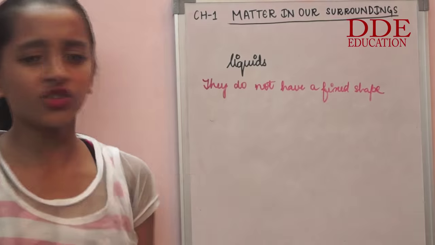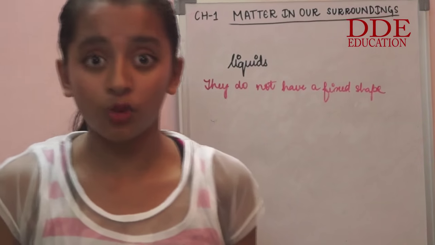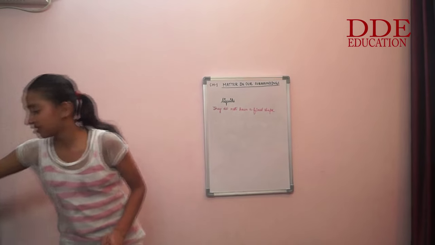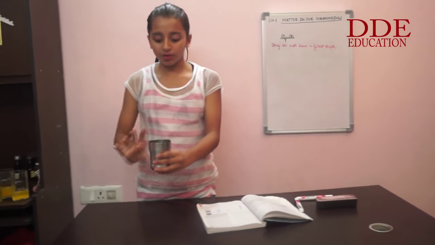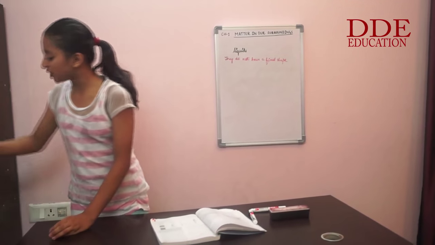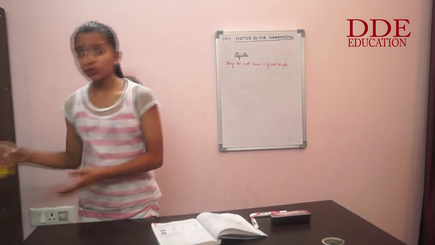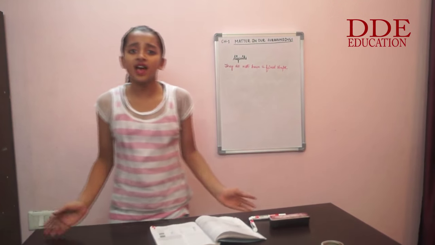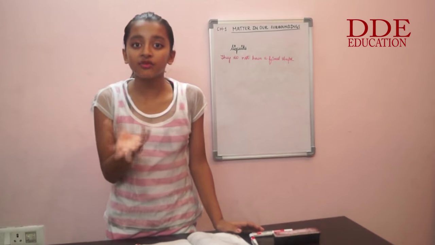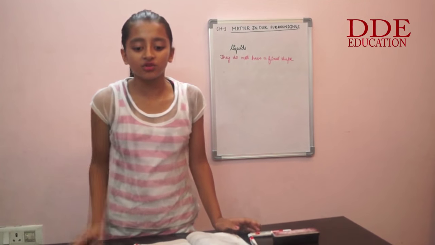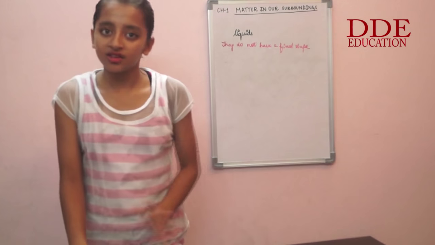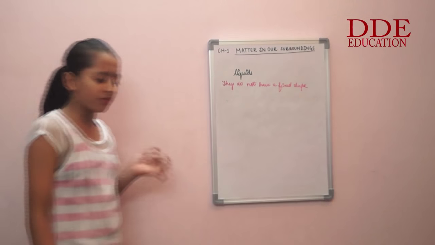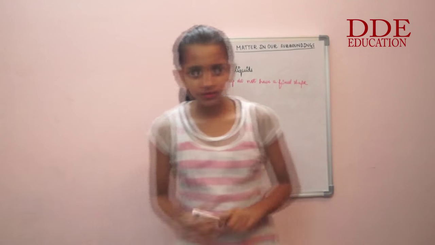You take a liquid, or let's say water, and put it in, let's say this glass, and it would have the shape of this glass. Then put it into this glass, it would have the shape of this glass. That says that it does not have a fixed shape and takes the shape of the container. If you just spill it on the ground, it would just be flat. That's what it is. It does not have a fixed shape, but of course it has a fixed volume.